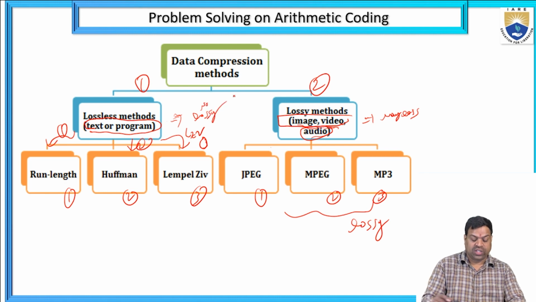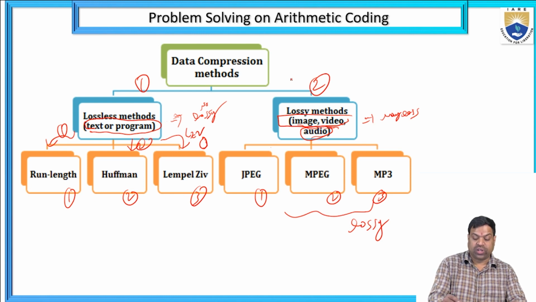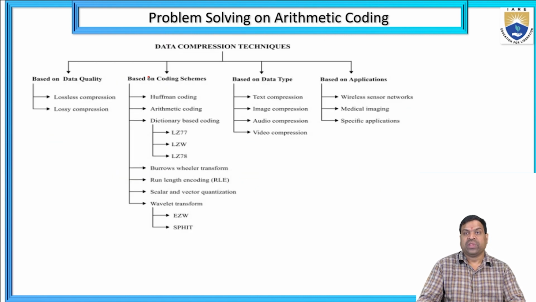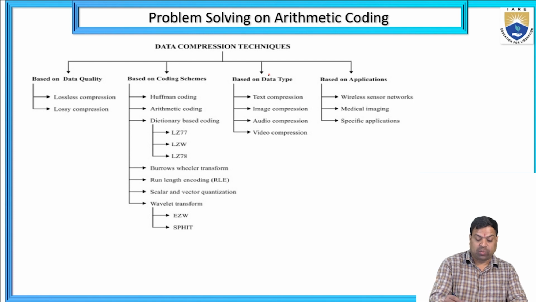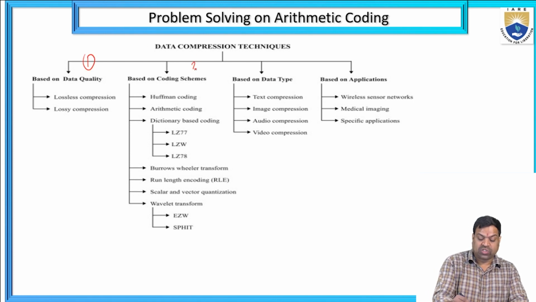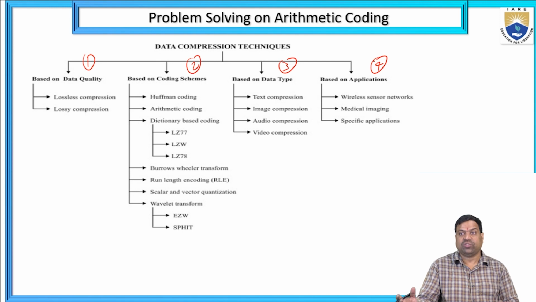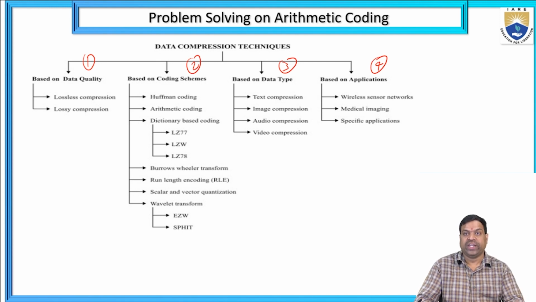Okay. So previously we discussed Huffman coding and Lempel-Ziv, but now we're discussing arithmetic coding. It is under the lossless image method. So data compression techniques: what are the data compression methods there? Based on data quality, based on coding scheme, based on data type, based on applications. So we are dividing data compression into four types: based on data quality, based on coding scheme, based on data type, based on applications.